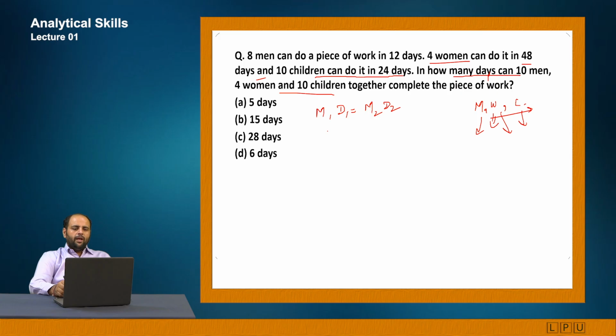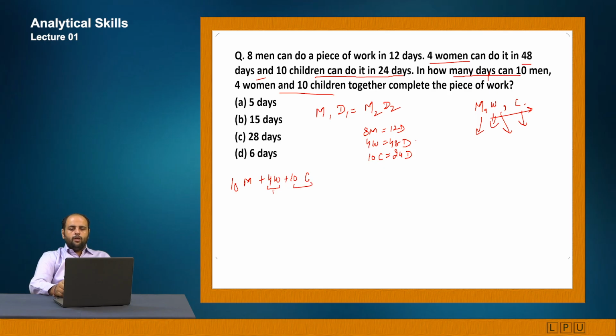We are doing it with the men. As we know, 8 men can do a work in 12 days, 4 women do it in 48 days, and 10 children do it in 24 days. Now the question asks in how many days 10 men, 4 women and 10 children will do it. First of all, we have to convert the women into men and the children into men.